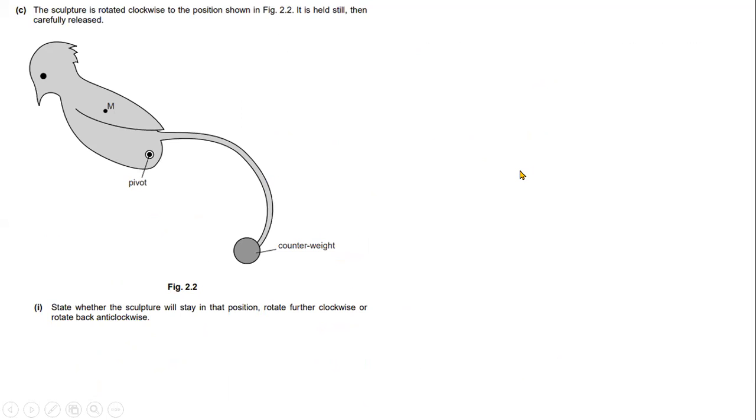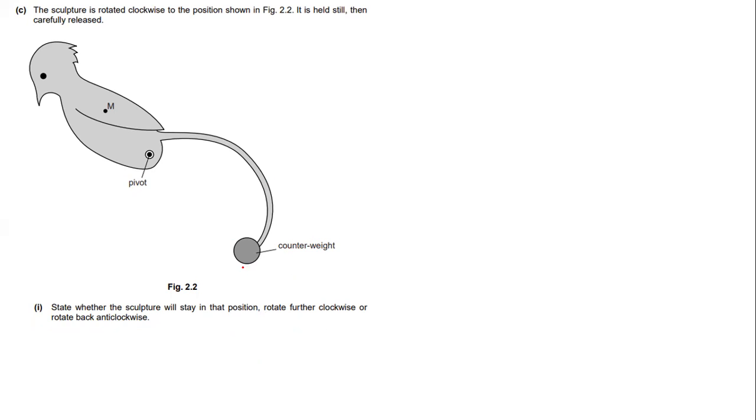Then the sculpture is rotated clockwise to the position shown in the figure. Now the pivot is over here. It is held still and then carefully released. State whether the sculpture will stay in that position, rotate further clockwise, or rotate back anti-clockwise. What can happen?